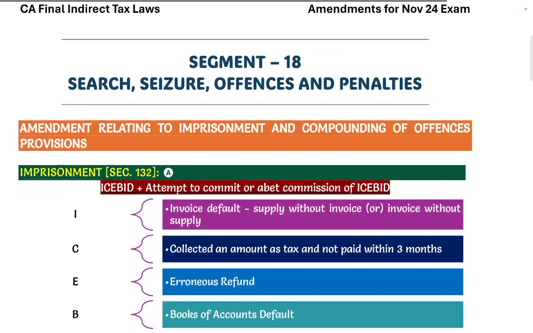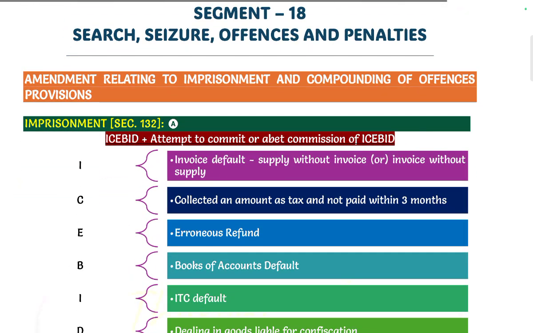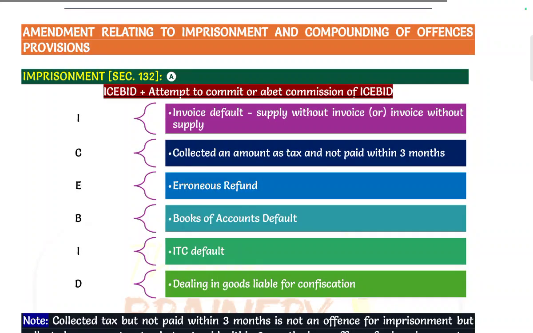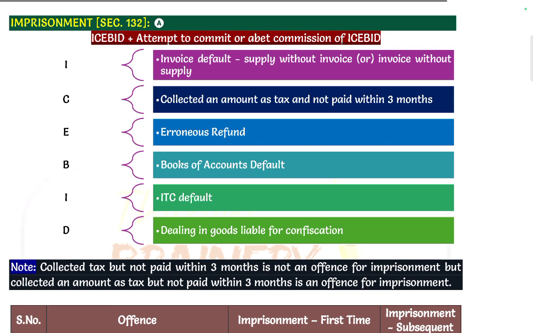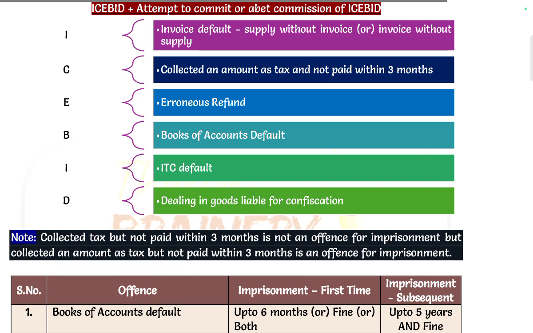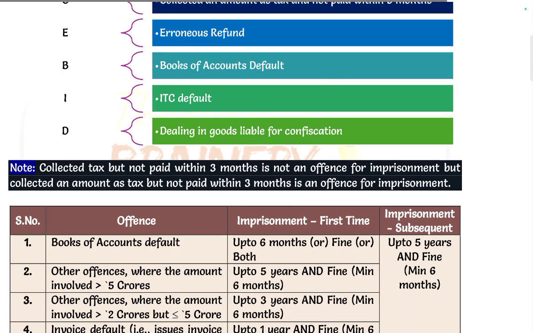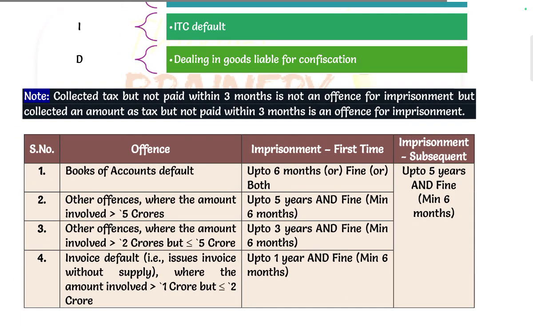Seizure orders, offences and other penalties. The amendment relating to imprisonment and compounding of offences, Section 132. ICEBIT: in addition, attempt to commit and abetment of commission. Invoice default: supply without invoice. Default in collection of amount of tax and not paid in 3 months. Erroneous refund. Books of accounts default. ITC default. Dealing in goods liable for confiscation. Collecting tax and not paying it within 3 months is an offence with imprisonment.